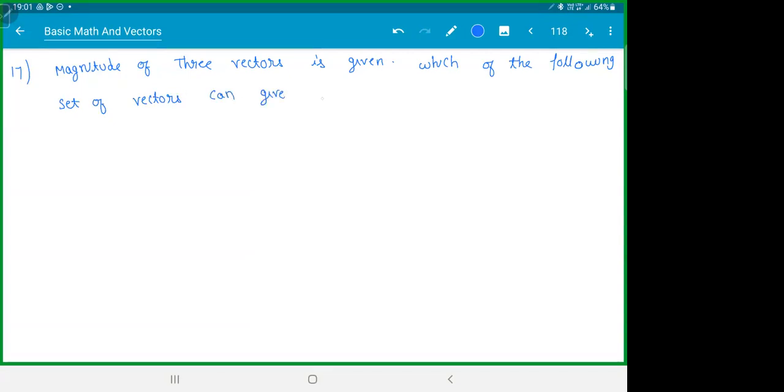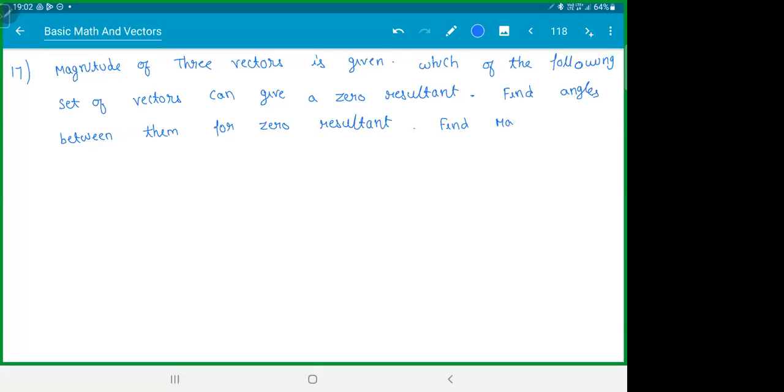If I just give you 3 vectors with magnitudes and no direction, you have to tell me, is it possible for them to cancel out? You can take whatever angle you want. And also find the angles between them for a 0 vector resultant. And also find the maximum and minimum values of the resultant. There are too many questions on this.